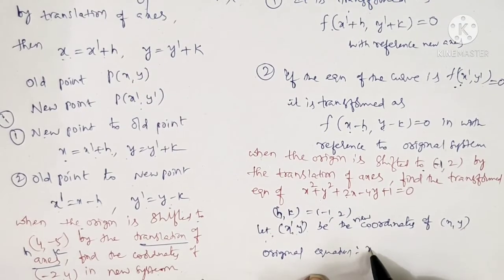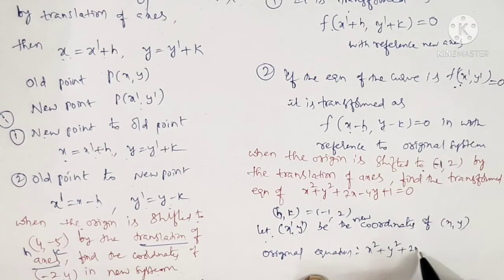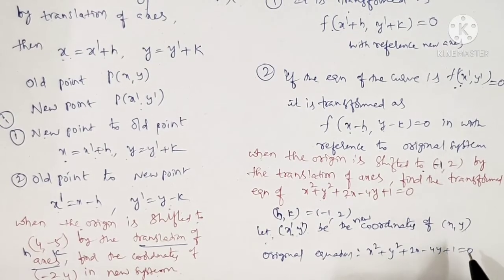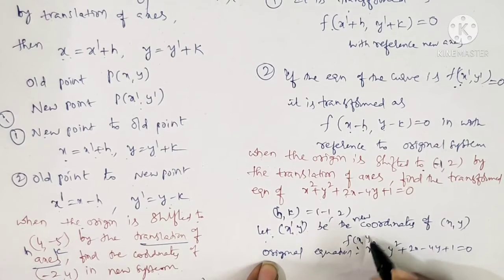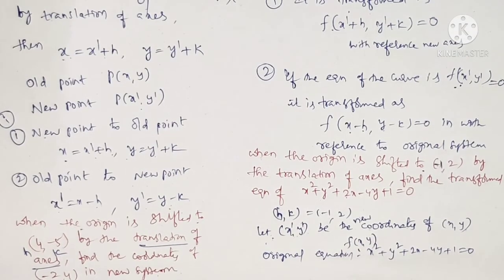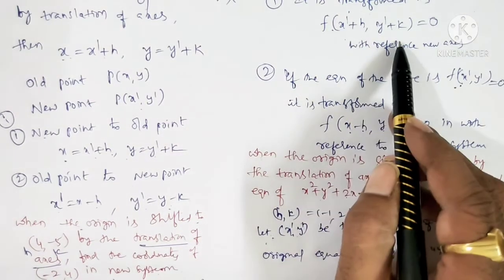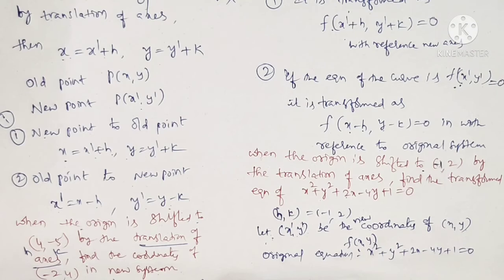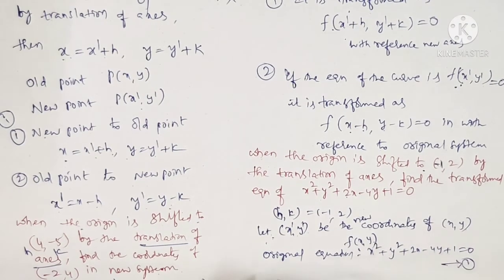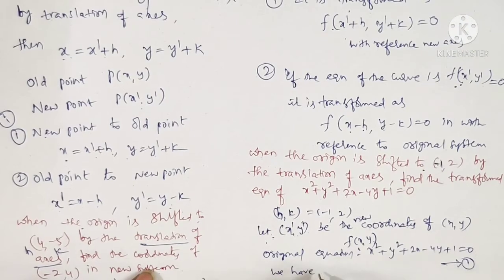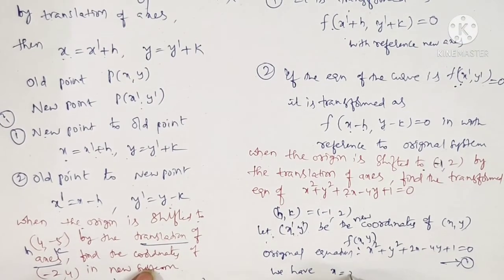x square plus y square plus 2x minus 4y plus 1 is equal to 0. So this is f of x comma y. Now we have to find the equation of the curve which is transformed, so this x comma y becomes x dash plus h comma y dash plus k. Therefore we have x is equal to x dash plus h and y is equal to y dash plus k.